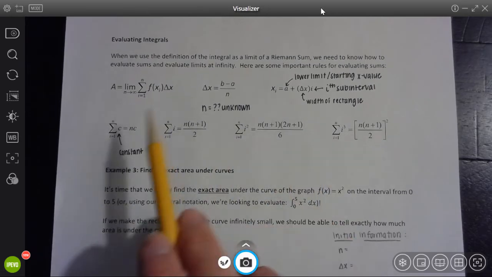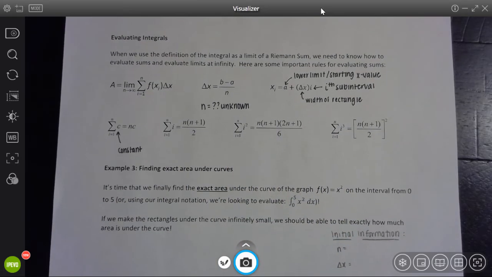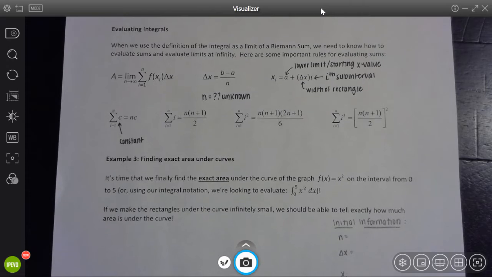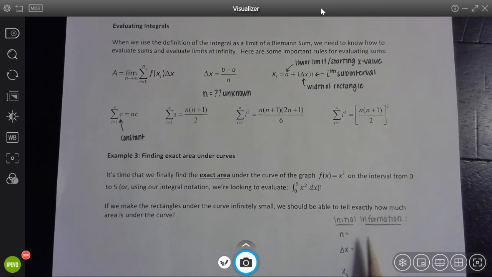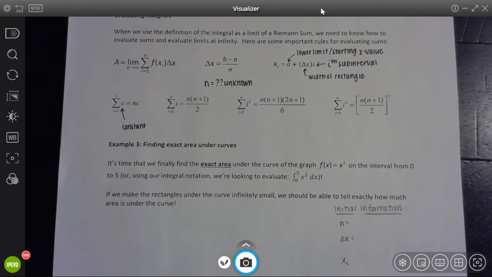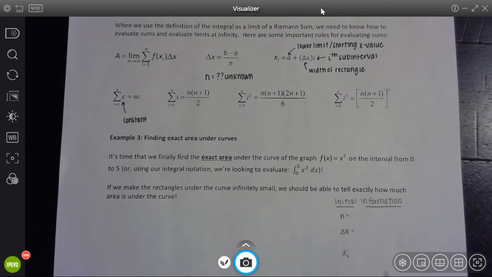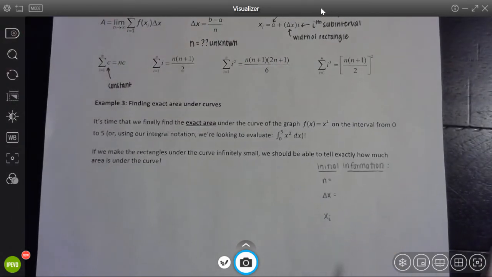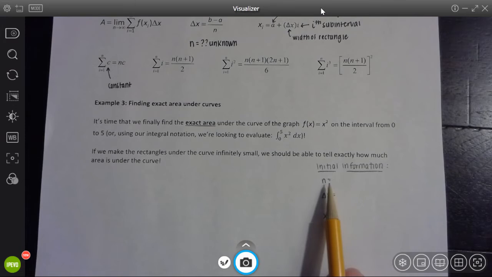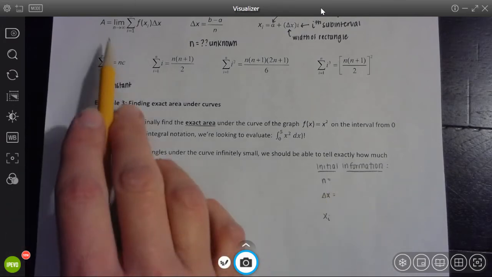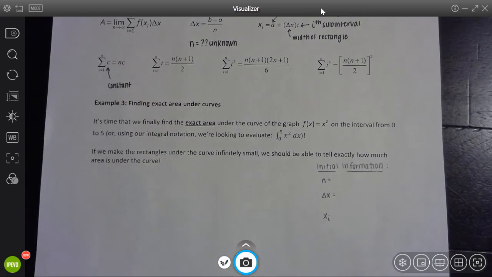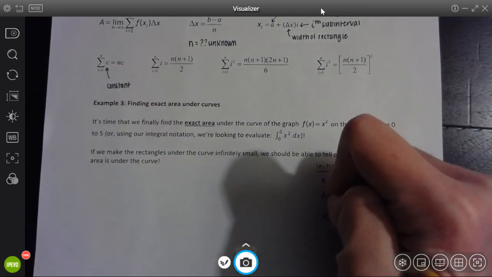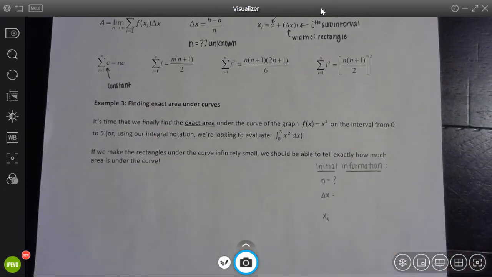So we talked a little bit about these formulas at the end of class today. We're first going to talk about some initial information that we're going to need in order to actually calculate this exact area. At the end of class, we weren't sure exactly how many n's there were because we said that n was approaching infinity. So it's going to be a lot. So we're going to leave n as an unknown right now.